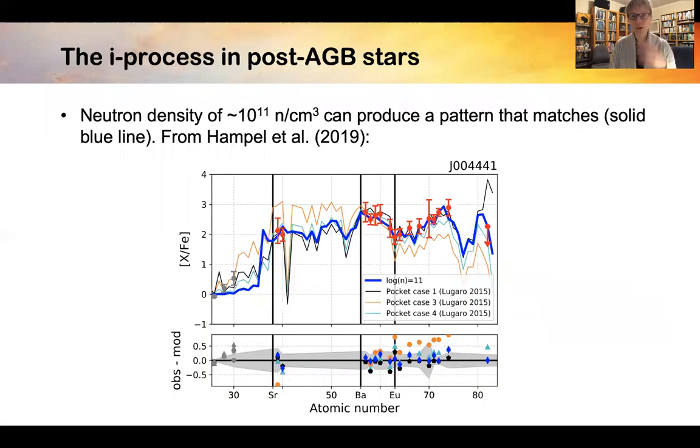Okay, so why do we think this? These are simulations of I process conditions made by Melanie Hampel. She is a PhD student at Monash University who has just finished. We see some observed points for a post-AGB star compared to one of her I process simulations. And we can see, compared to this black line up here, which is a typical S process.